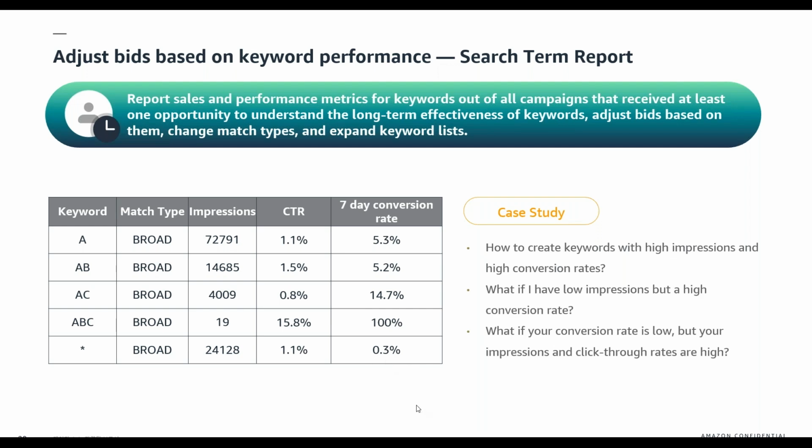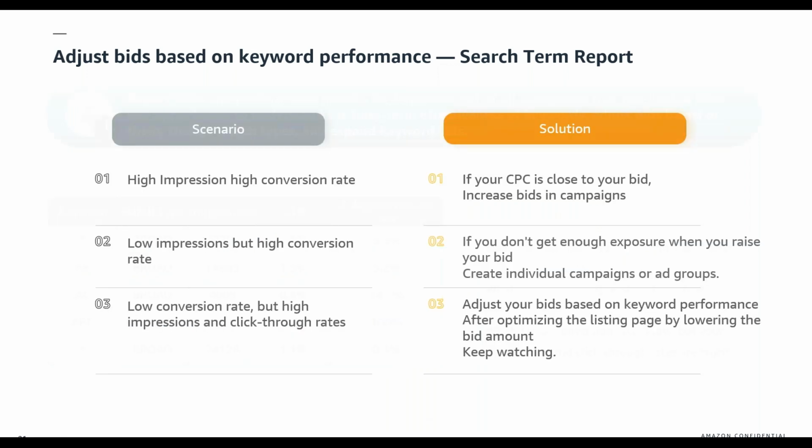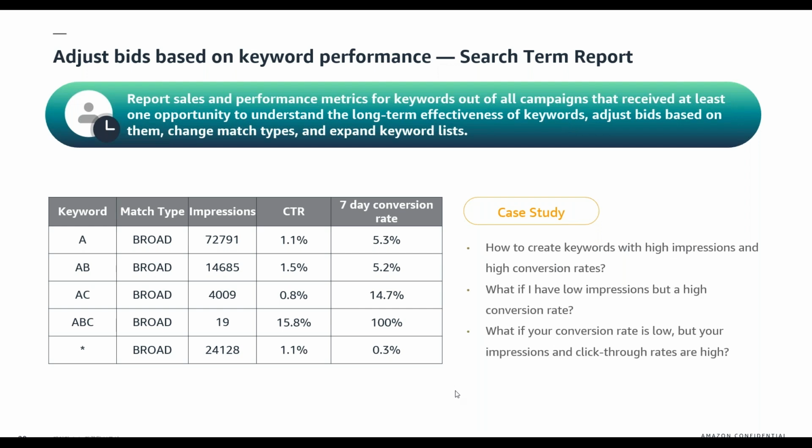So how do we first create keywords with high impressions and high conversion rates? With high impressions and high conversion rates, I would say it would be basically the first to second keyword. These two have decently high impressions, higher than average click-through rate, and higher than average conversion rate. I will put these keywords into phrase and exact match already. So we will take the keywords A and AB and put them into phrase and exact match.